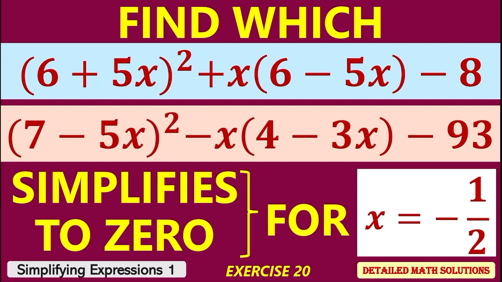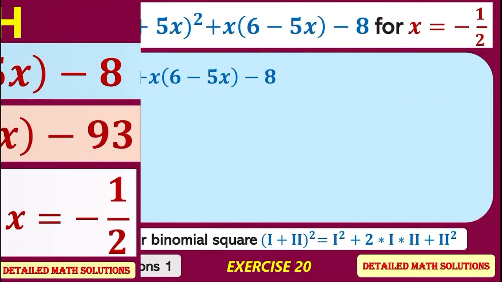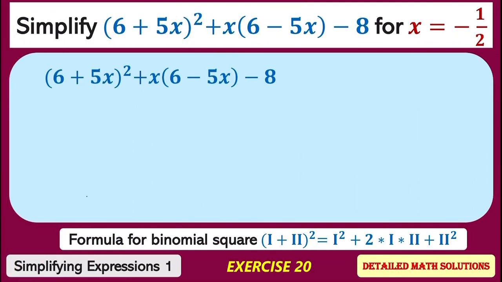In this video, I'm going to find which expression simplifies to 0 for x equals -1/2. To simplify the first expression, I'm going to use the formula for binomial square displayed at the bottom of the screen.